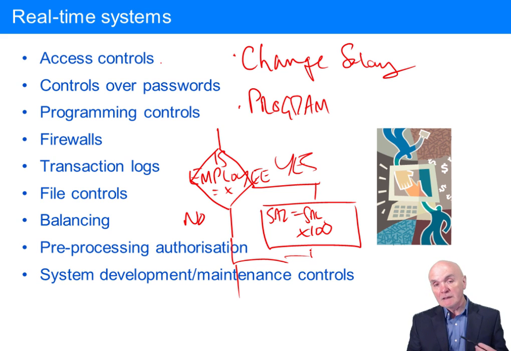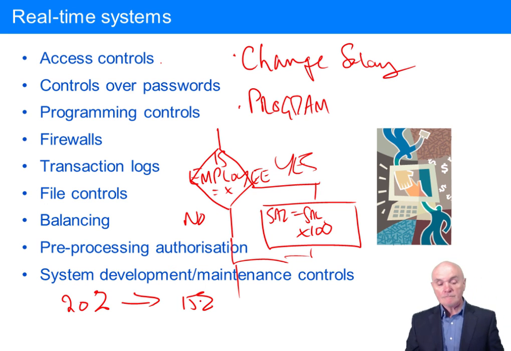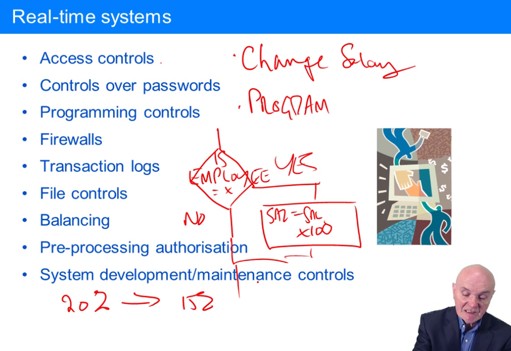Now, I've dramatized this by giving the example of salaries, but most errors which happen in accounting systems are innocent errors. What would happen if the VAT changed? Let's say the VAT went from 20% down to, let's say, 15%. So when you're working out what the VAT is, it used to say VAT equals the net times 0.2. That was the old one.